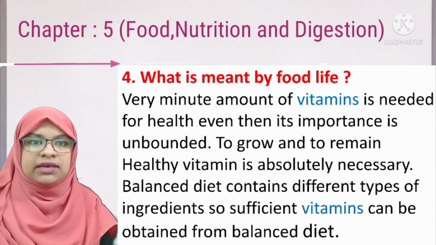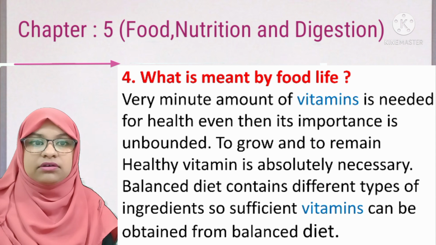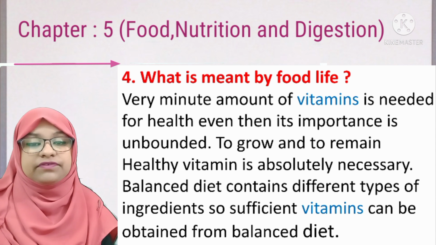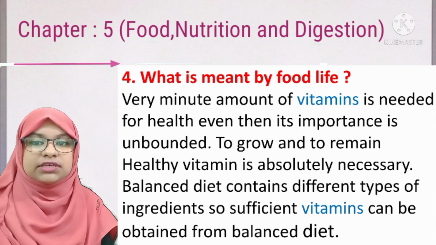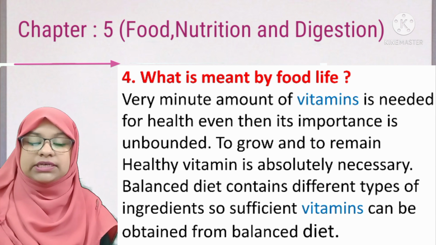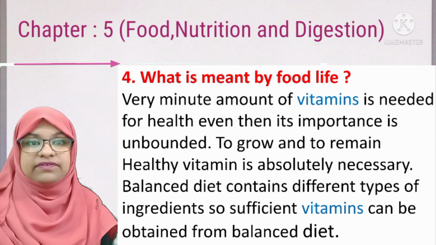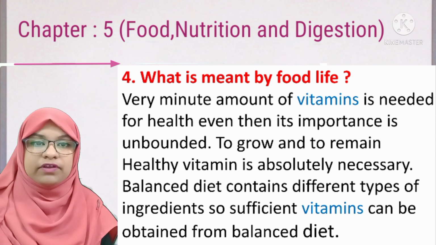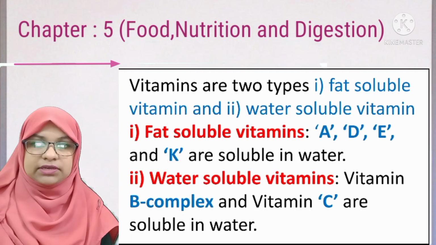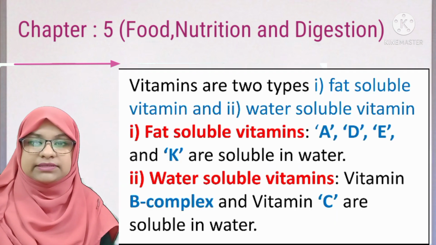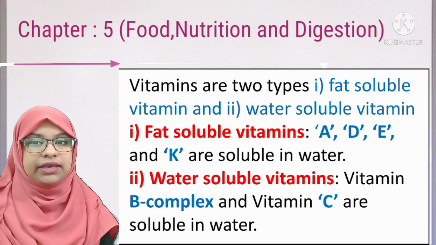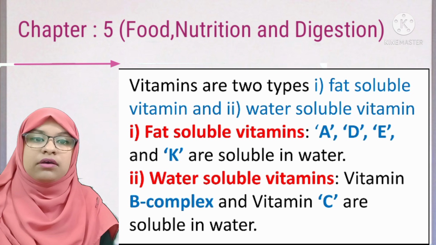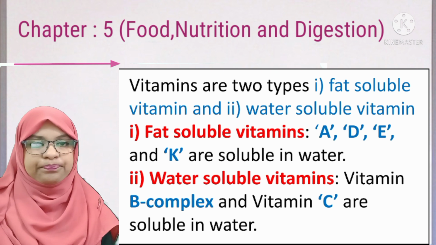We can see next. Absence of vitamins in the regular diet for a long time may cause vitamin deficiency disease. Afterwards, it may cause harmful effects on the body, even death. So vitamins are very important. Vitamins are of two types: fat soluble vitamins and water soluble vitamins. Fat soluble vitamins are vitamin A, vitamin D, vitamin E and vitamin K. All these are fat soluble vitamins.